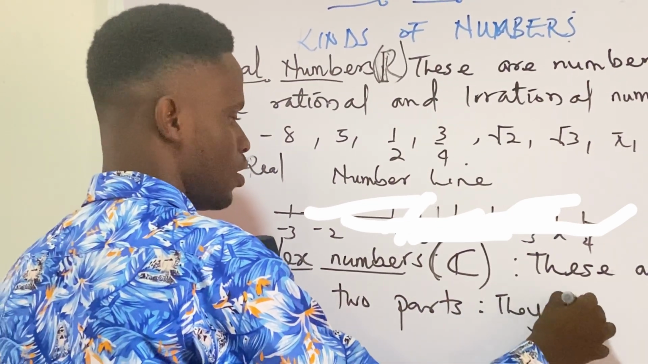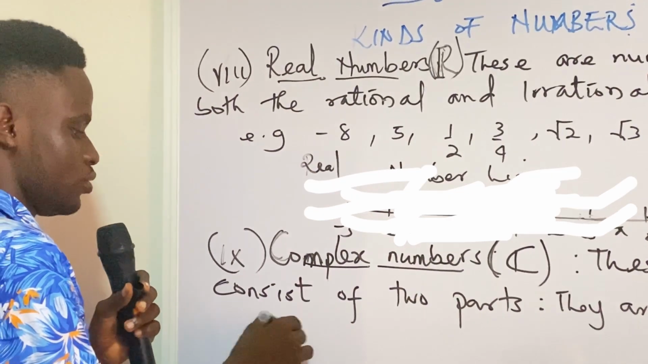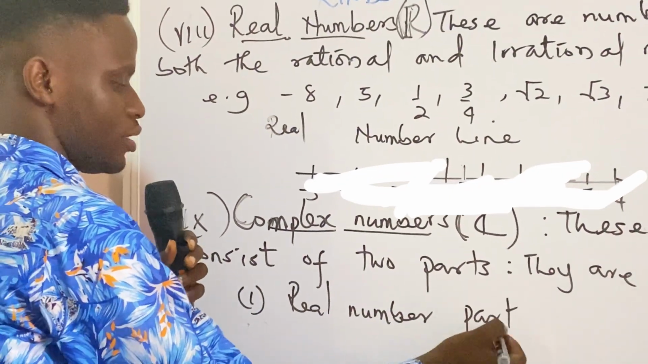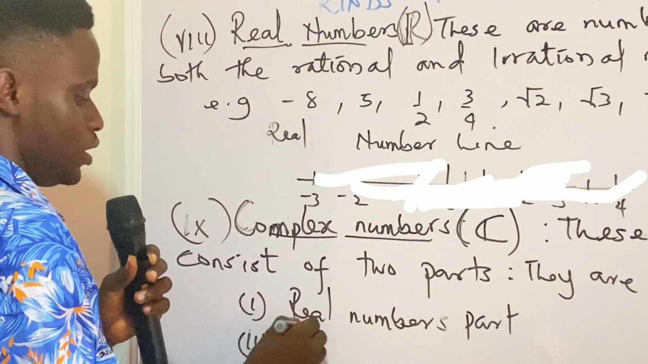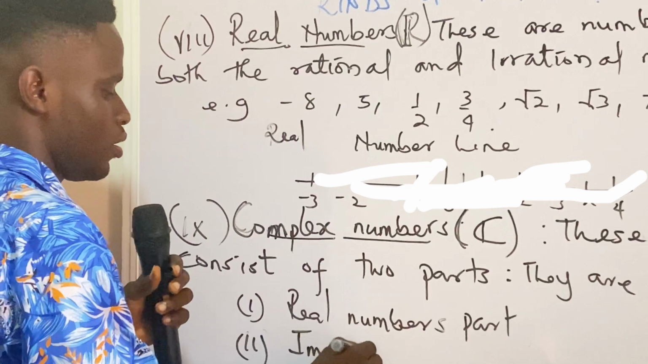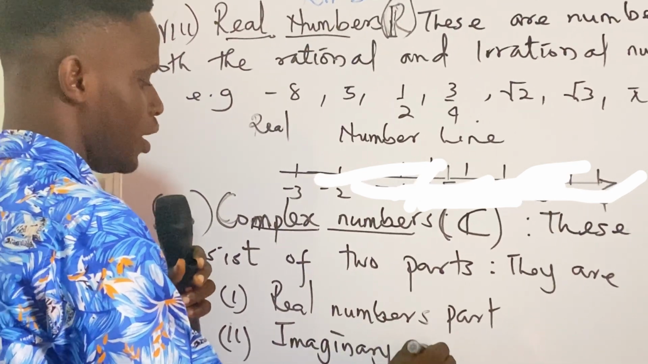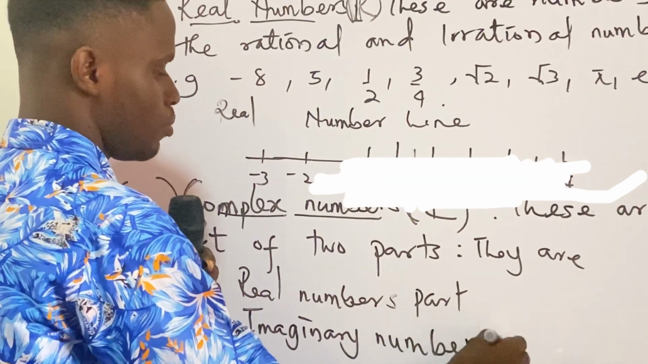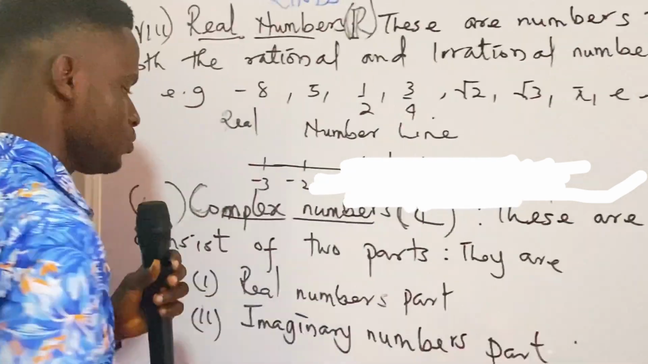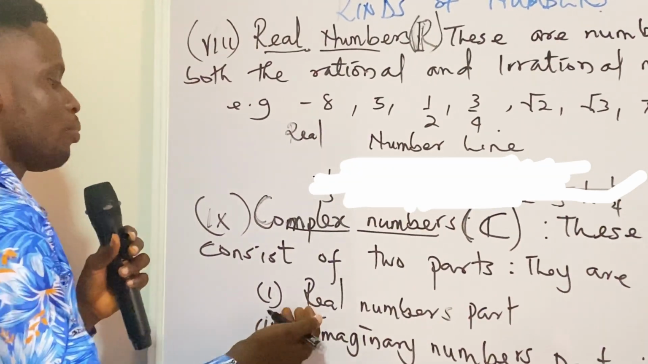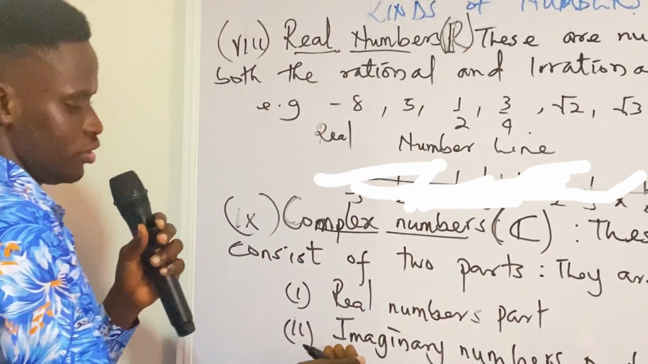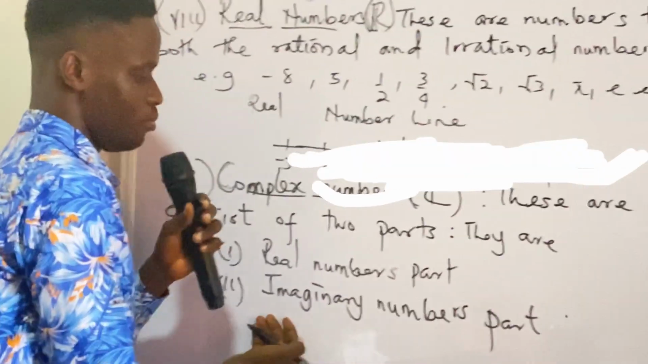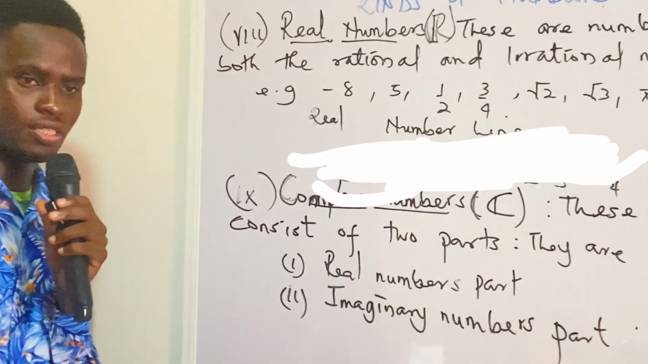They are, I will say, the first one, real numbers part, and the imaginary numbers part. Now, what are these real number parts? Real numbers are no new to us. This is what I've explained earlier. The only thing that is new to us there is imaginary numbers.